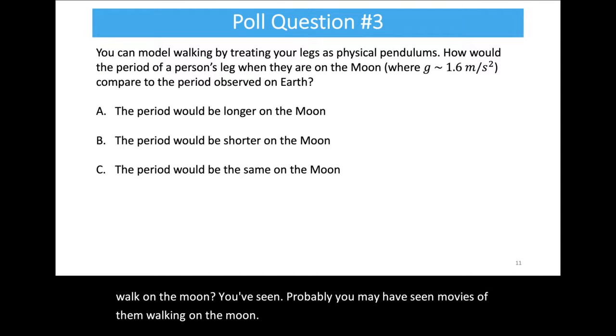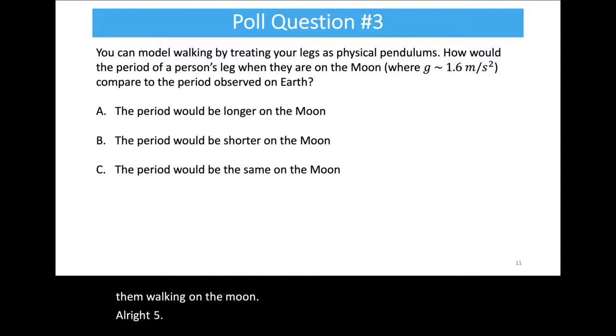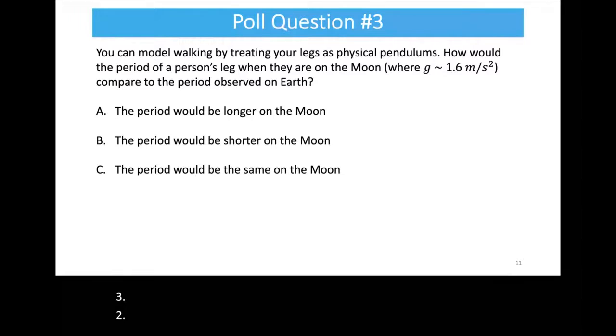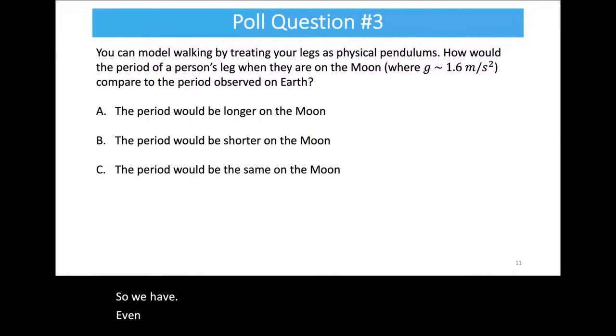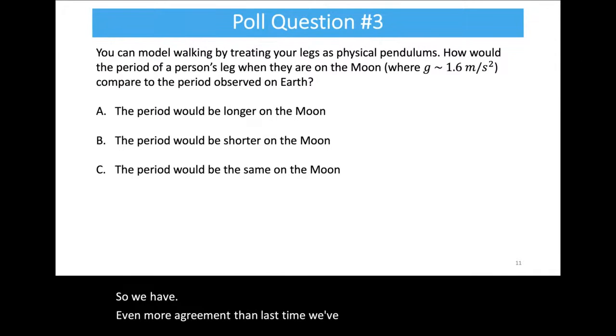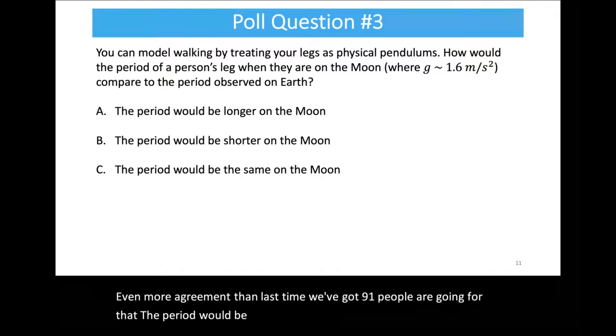All right, 5, 4, 3, 2, 1. Let's see what everybody thought. We have even more agreement than last time. 91 people are going for A, that the period would be longer on the moon.